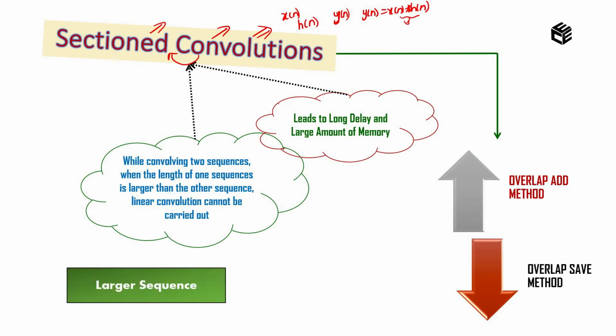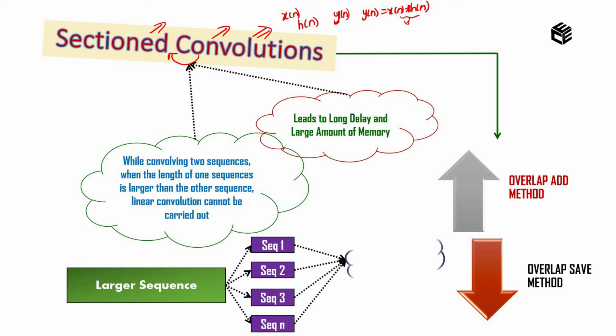Now, why do we need all of this? Already I have told you, the larger sequence is split into a number of smaller sequences. The convolution is performed with the smaller sequence along with the second sequence or impulse sequence, either by using the linear or circular convolution method, which is done with the help of the overlap add or overlap save method, which means one method follows one convolution and the other method follows the other convolution. Now let's go deep into the overlap add and overlap save methods.